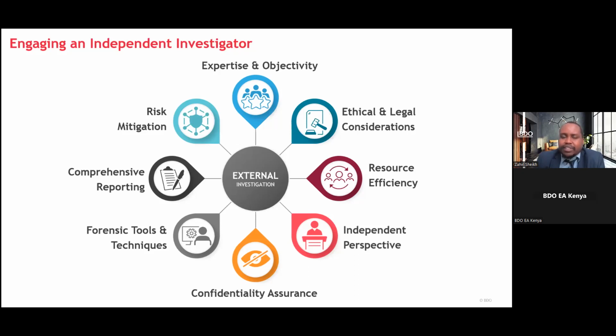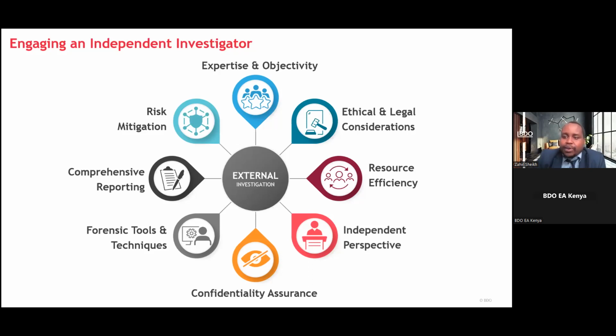The fifth key point is confidentiality assurance. So when you take on reputable investigators, they're very experienced in handling sensitive information and often will sign NDA agreements to ensure that your reputation and your integrity is preserved within the market, and ensure that the findings of the investigation stay confidential. They're not leaked into the media or the business team.